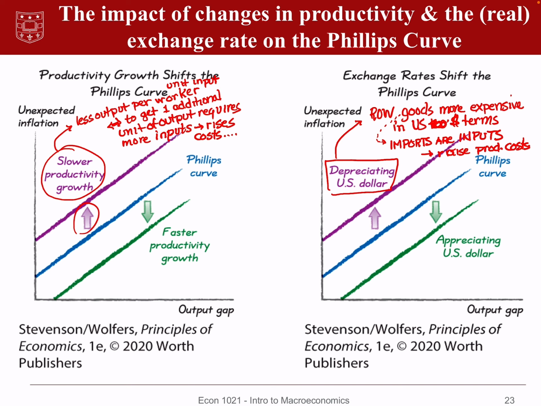And then again, similarly, if it were the case that the dollar were to appreciate in real terms, then that's going to mean that the rest of the world's stuff becomes less expensive in US dollar terms. And as a result of that, imports are going to become cheaper. To the extent that those imports are inputs to the production process, then that's going to result in a lower cost of production, and we would talk about the Phillips curve shifting downward.